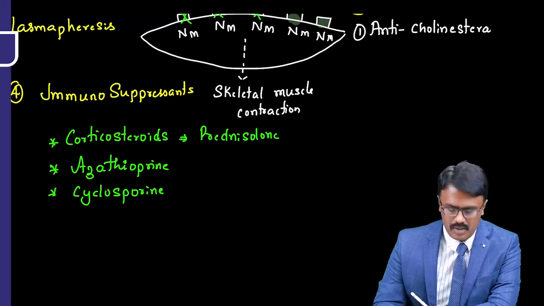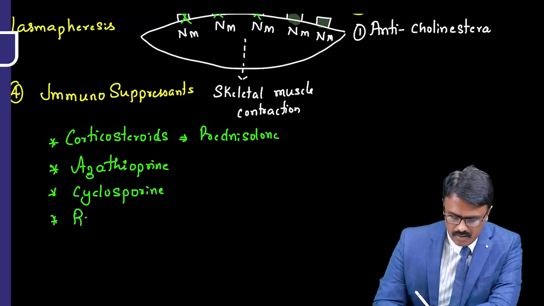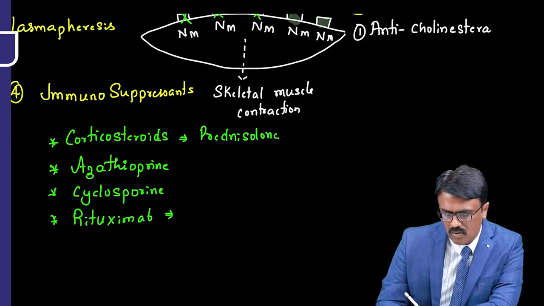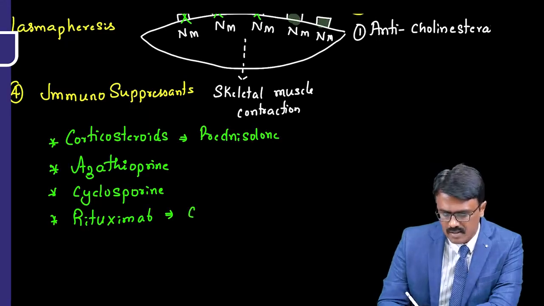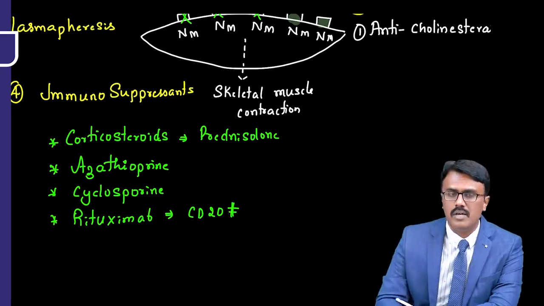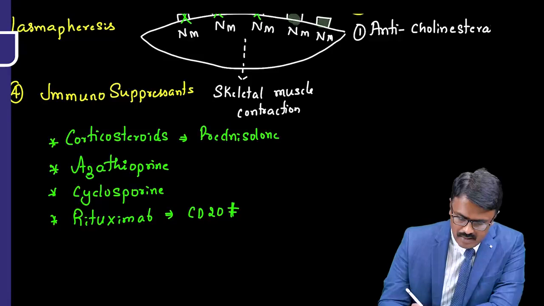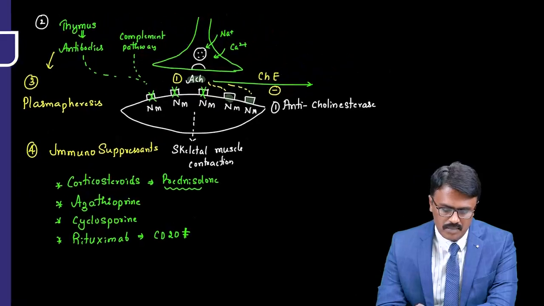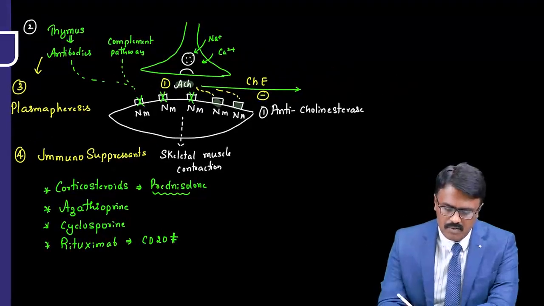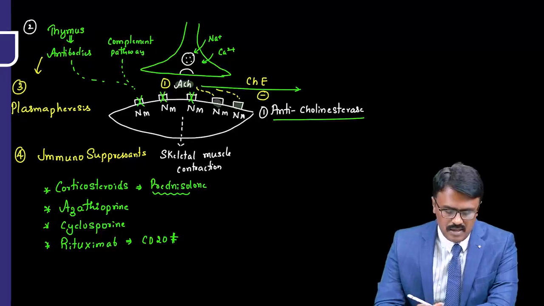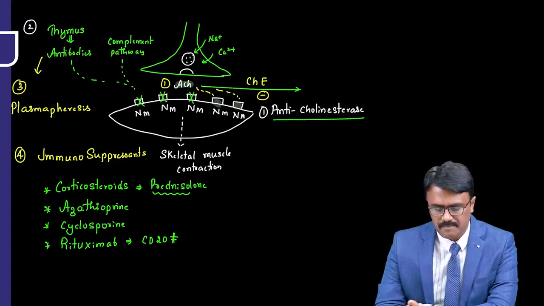And a monoclonal antibody, called rituximab. So rituximab is a monoclonal antibody. It targets CD20, so it's a blocker of CD20. The commonly used steroid is prednisolone. So there are 4 important therapies. Number 1, you can give an anticholinesterase drug, number 2, do the surgery. Number 3, do plasmapheresis. Number 4, use immunosuppressants.